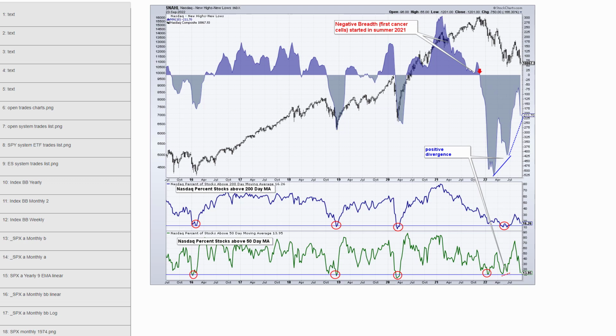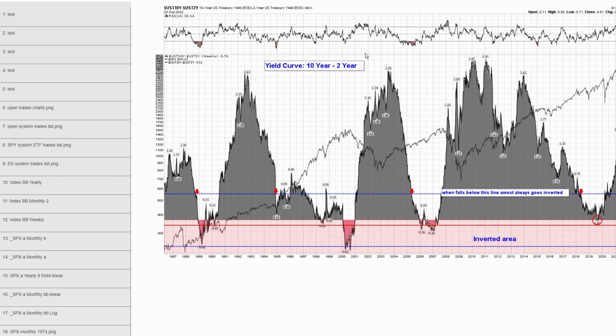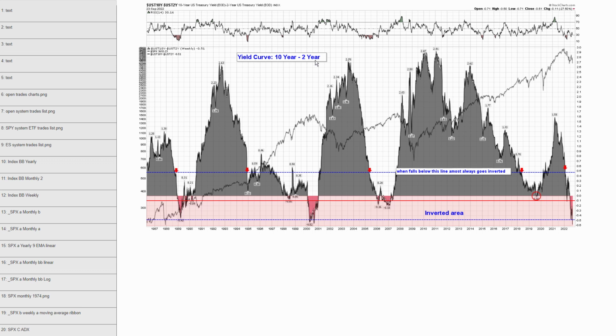All right, moving on to bonds. Chart 42. Here's the yield curve, the 10-year divided by the 2-year. It fell 27.5% last week. It's now back to levels not seen since the 1980s. Again, a vicious recession is coming, guys. No doubt about it.